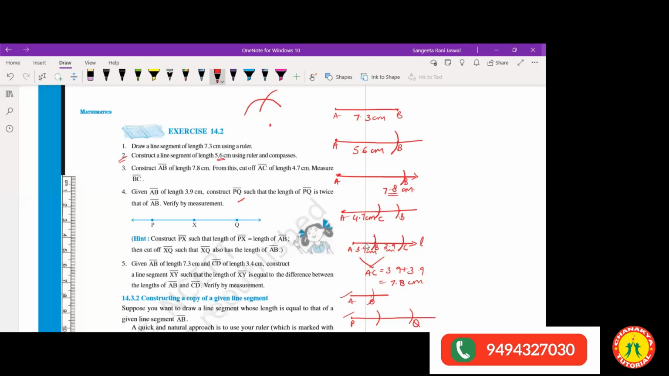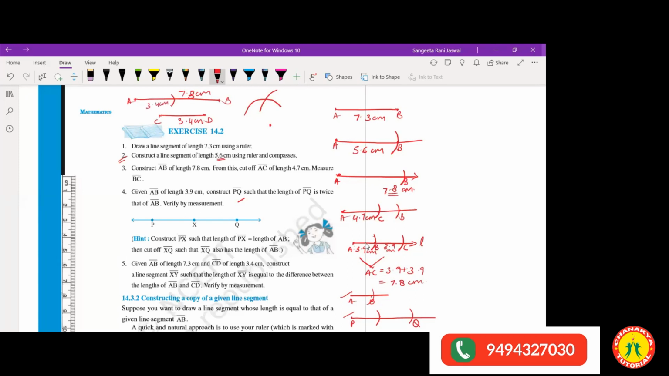Suppose this was your line of 7.3 centimeters. Okay, this was AB, 7.3 centimeters, and you made another line CD of 3.4 centimeters. With your compass measure this 3.4. Now take this measurement, keep it here, and make a 3.4 arc like this on line AB. So that means you get here 3.4, this much is 3.4.